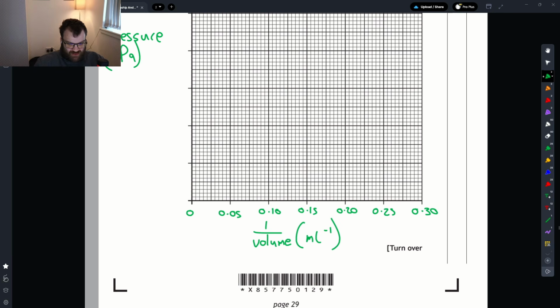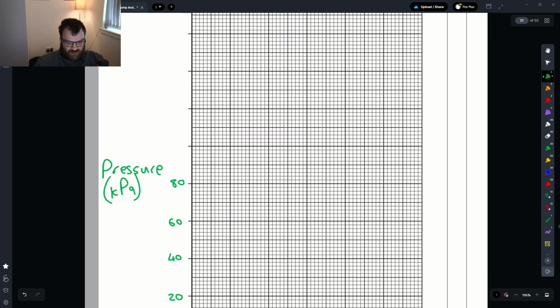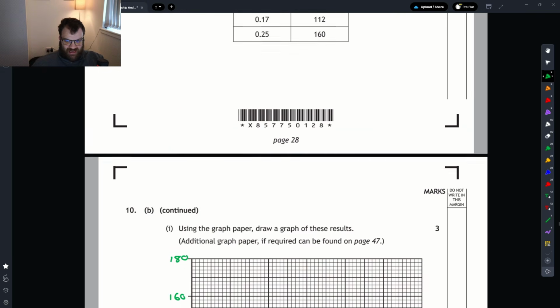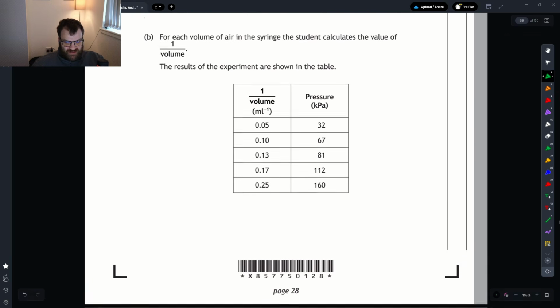Another nice thing about going up in 20s is every baby box is going to be 2, and that's going to make that 10. So it should make our plotting a little bit more straightforward than other numbers. But as long as it's an even scale and takes up half the page, you will be fine, even if your plotting might become a little bit more tricky. I've got the top at 180. And then all we need to do is plot each of the values.